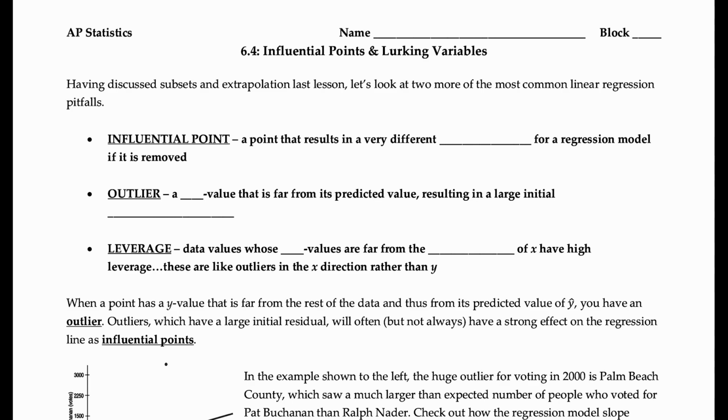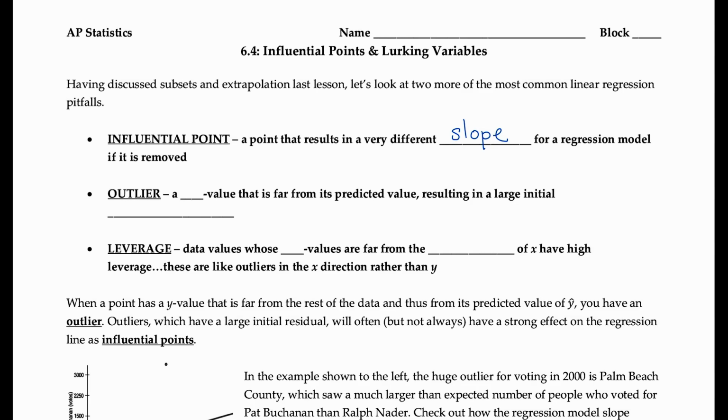So what is an influential point? That would be a point that results in a very different slope for a regression model if it is removed. If you're looking at it and you think, if I pull that point out of the scatter plot and just remove it, suddenly my regression model has a vastly different slope, then that would be considered an influential point. There are obviously degrees to this, so some influential points might be very influential and some might be sort of influential, so we'll get a little bit into that.